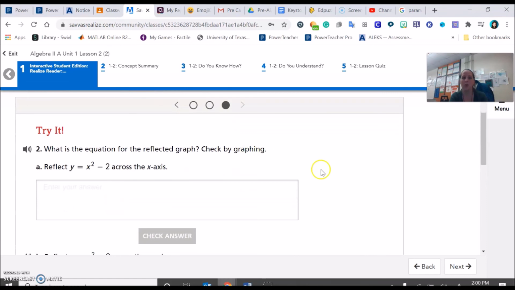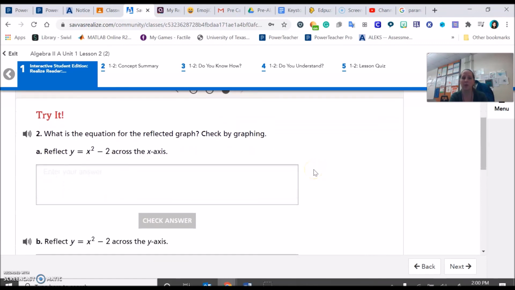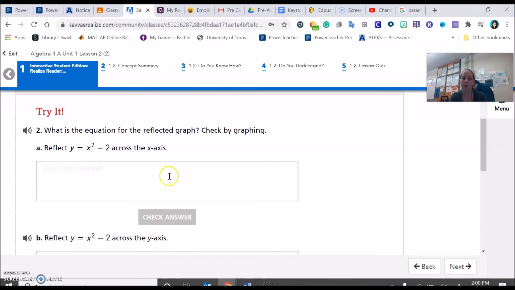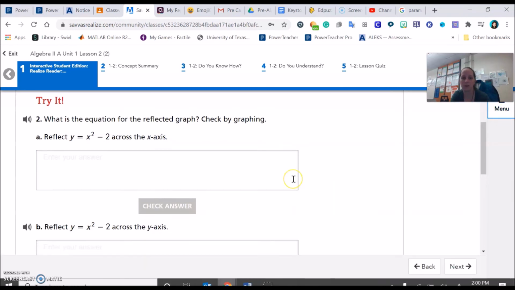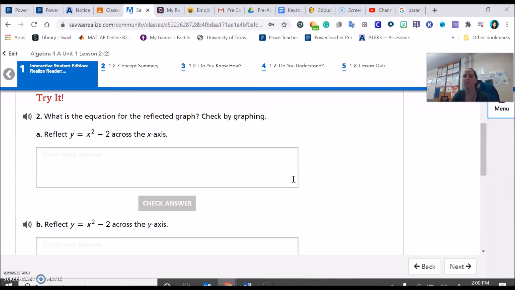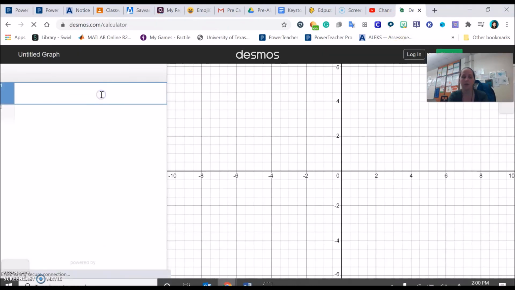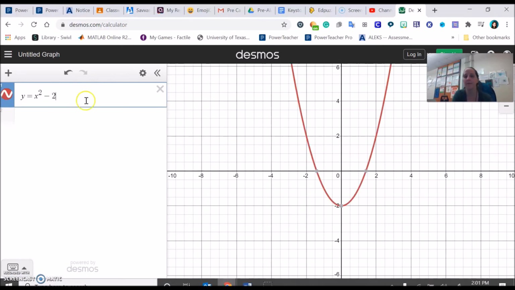All right, so try it. What is the equation for the reflected graph? Check by graphing. Reflect y = x² - 2 across the x-axis. Remember we're reflecting. Let me pull up my calculator. So it's y = x² - 2. I'm going to type that in. Y = x² - 2. So here is my graph.